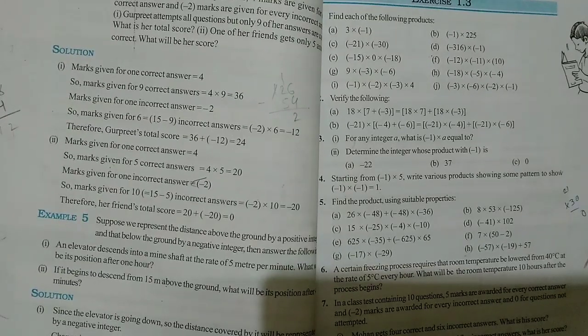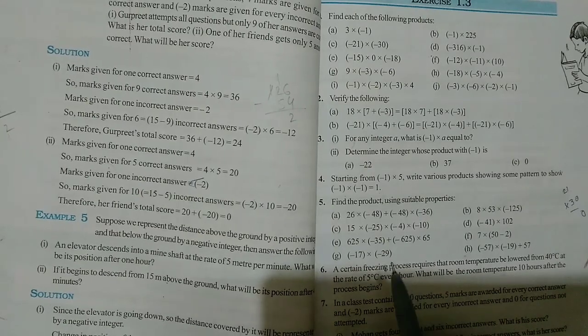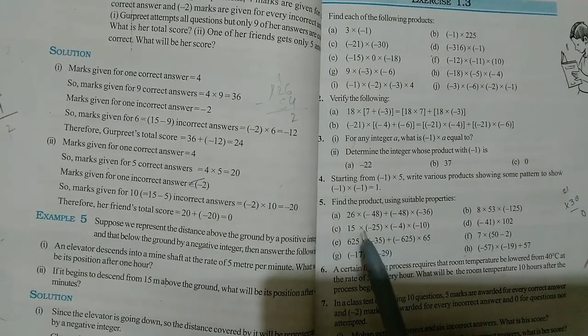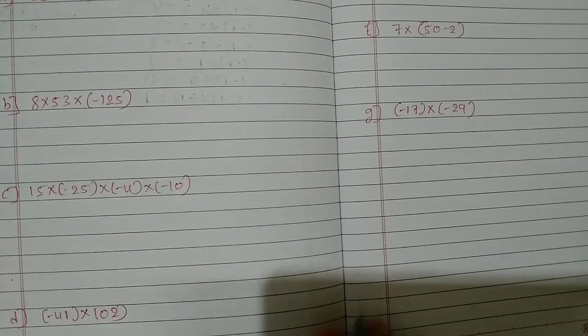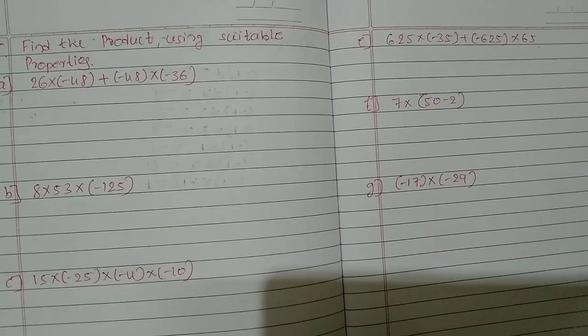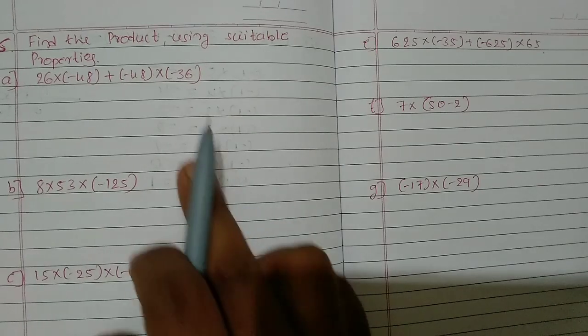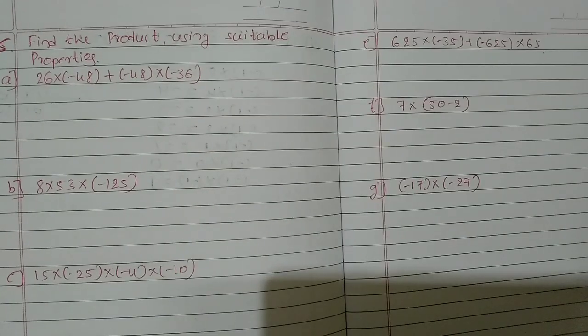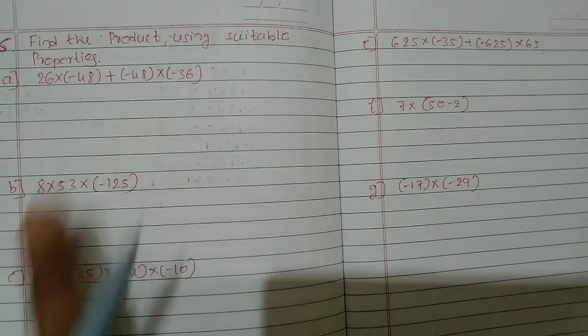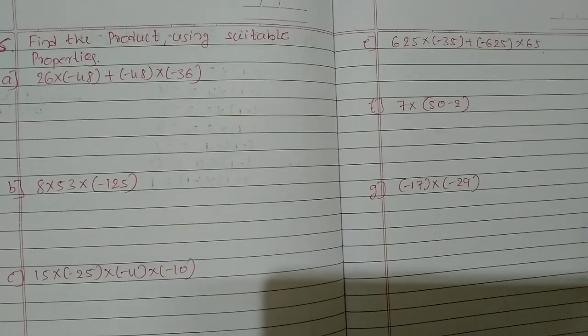So dear students, we have another question here, question number 5 on exercise 1.3. Find the product using suitable properties. So we'll see examples one by one here. Earlier we discussed the properties of multiplication: the commutative property, distributive property, associative property, and multiplicative identity, and so on. So we have the very first question here. Find the product using suitable properties.